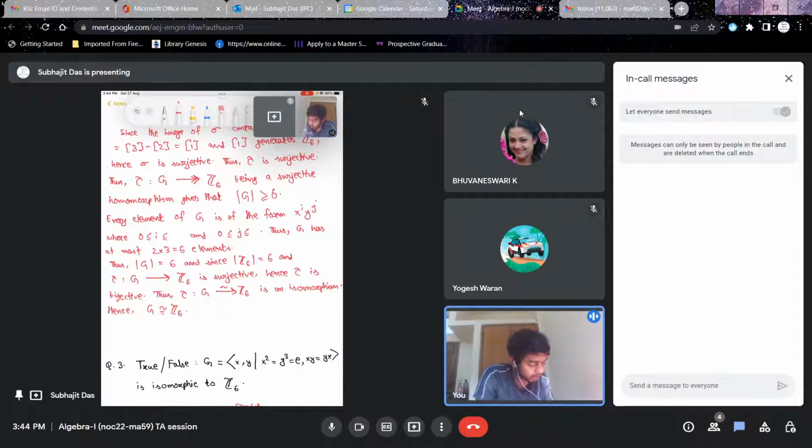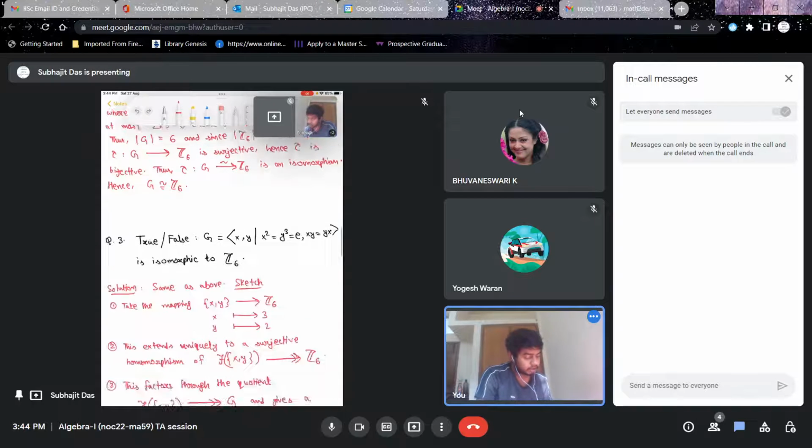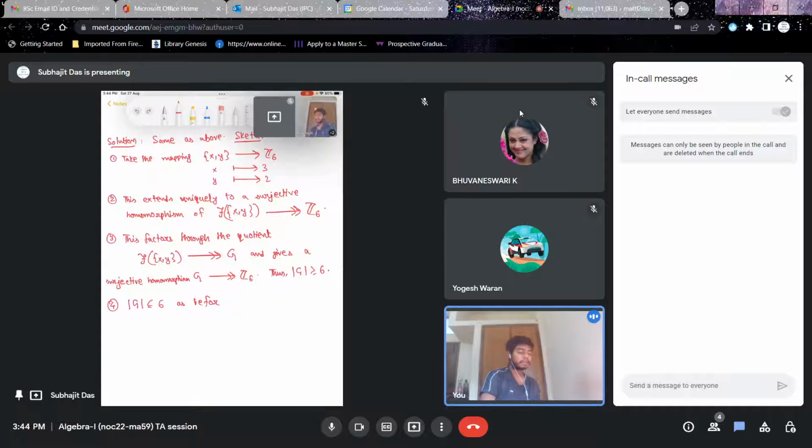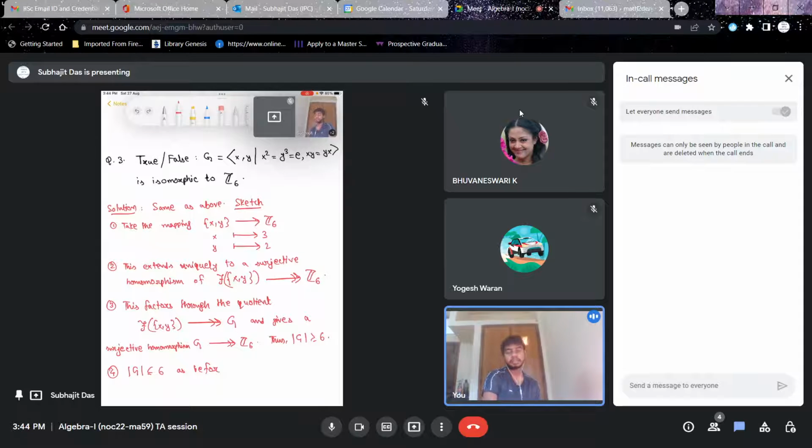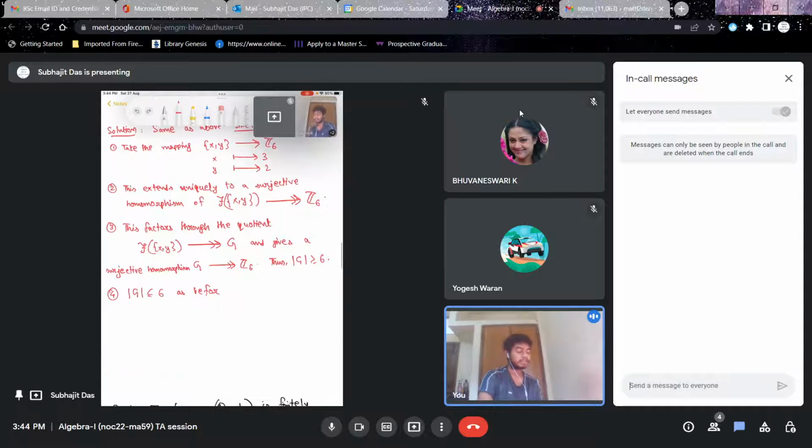Okay, x square is identity, right? Yeah, sorry. So that's correct. We didn't do anything wrong, right? So the point is that every element of G is of the form x power i, y power j, where i is between 0 and 1 and j is between 0 and 2, as done previously, as before. So the cardinality of G is less than or equal to 6.